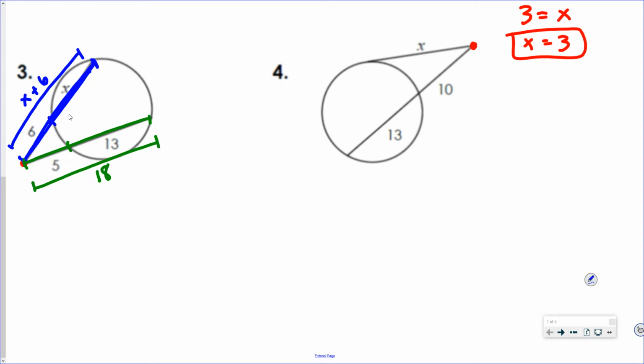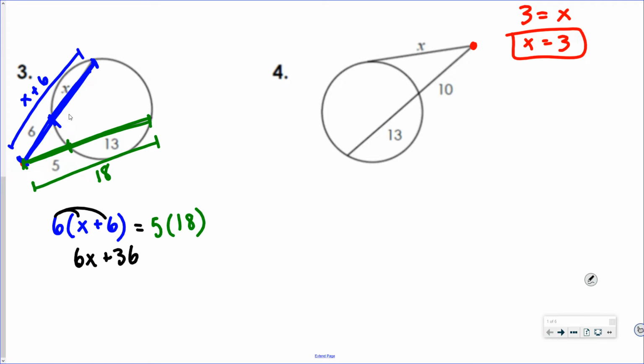Okay, so like I said, my rule is you take the exterior piece, so I'm going to do the blue one first, 6, times the length of the whole segment. So you take the product of those, and that's the same as the product of exterior piece times the whole piece, 18. Okay, that's how you set up this one. Quickly solving this, distribute the 6. This is 90. X is 9.